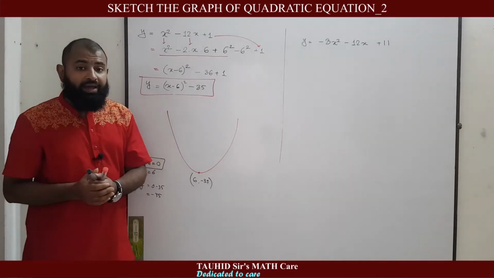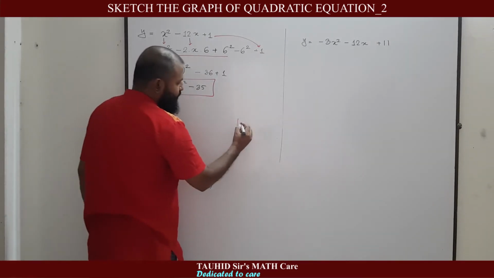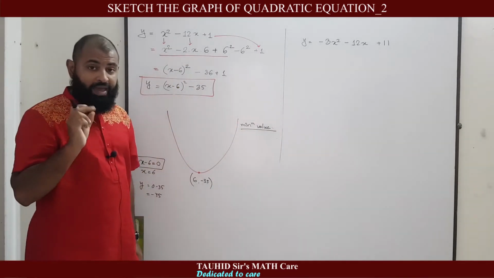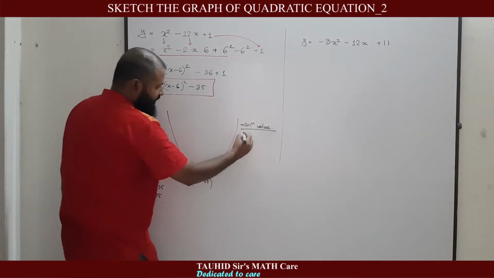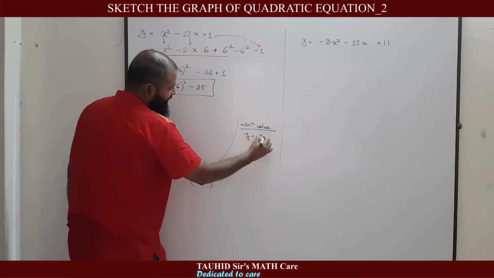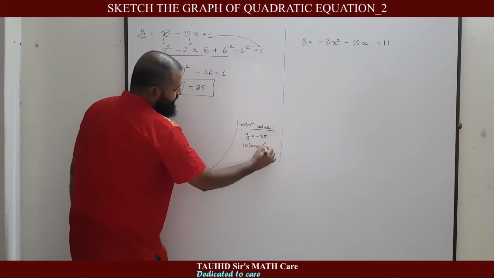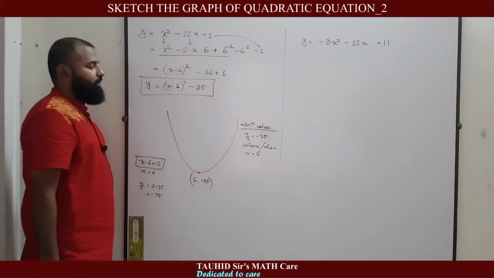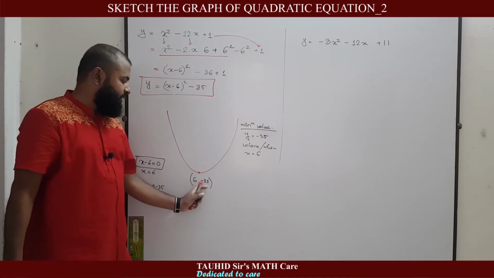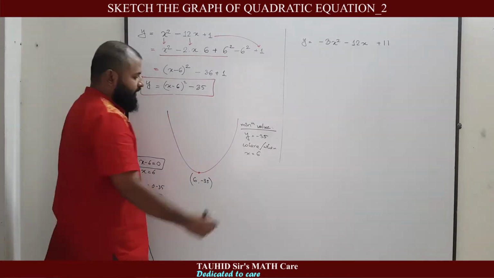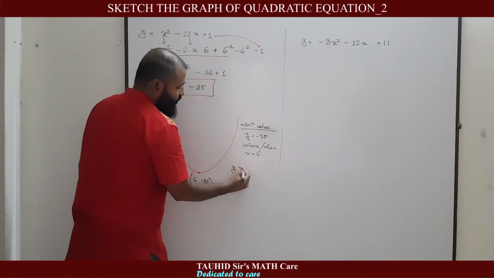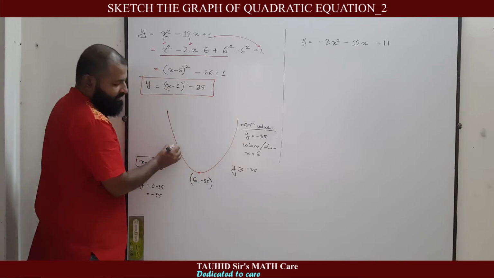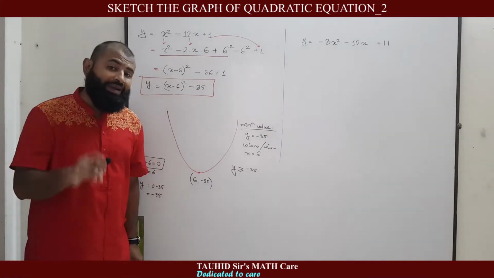So if you are asked what is the minimum value, minimum value means the value of y. The minimum value is y equal to minus 35, when x equal to 6. When x equal to 6, the minimum value is minus 35. That means the value of y is always greater than or equal to minus 35. The value of y can be greater than minus 35, but it cannot be less than minus 35.